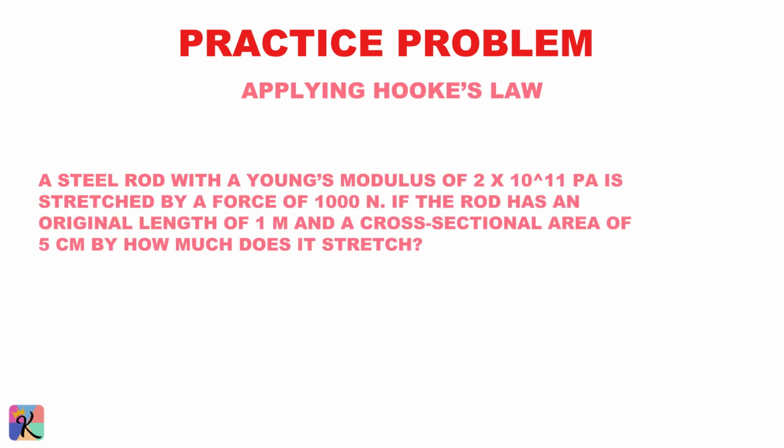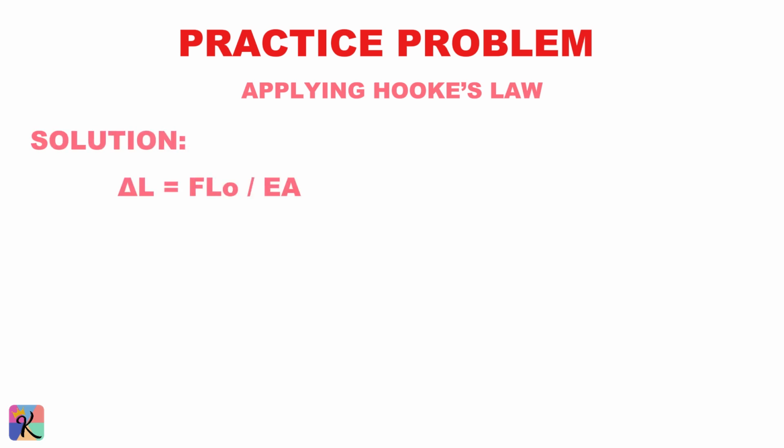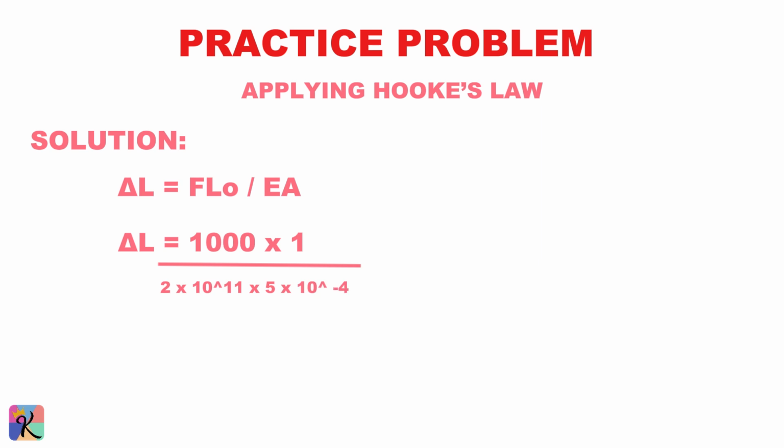Practice problem. Applying Hooke's law. A steel rod with a Young's modulus of 2 times 10 to the power of 11 pascals is stretched by a force of 1,000 newtons. If the rod has an original length of 1 meter and a cross-sectional area of 5 square centimeters, by how much does it stretch? Solution. Change in length equals force multiplied by original length divided by Young's modulus multiplied by area, which equals 1,000 newtons multiplied by 1 meter divided by 2 times 10 to the power of 11 pascals multiplied by 5 times 10 to the power of -4 square meters. This results in a stretch of approximately 0.1 millimeters.